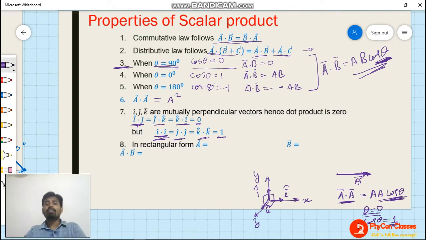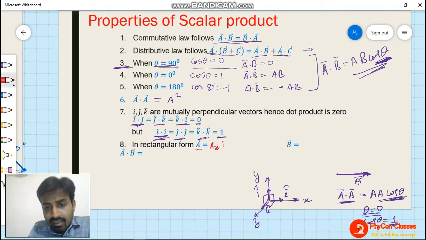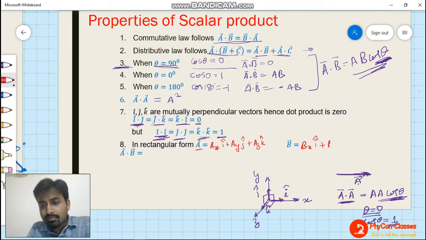Understand? Now in rectangular form, what is rectangular form? Rectangular form means components only in x, y and z direction. Understand? So how do we write component form? A vector can be written as ax i cap, where ax is the magnitude in x direction, plus ay j cap plus az k cap. Understand? This is the way of writing vector A. We have already seen it in 3 dimensions. For B, we can write bx i cap plus by j cap plus bz k cap.